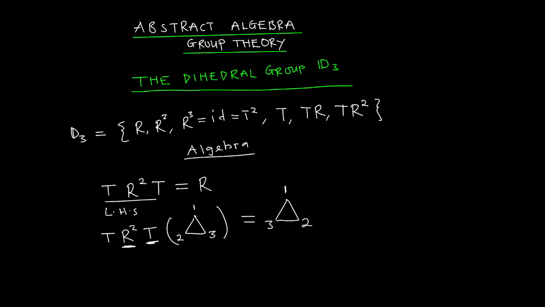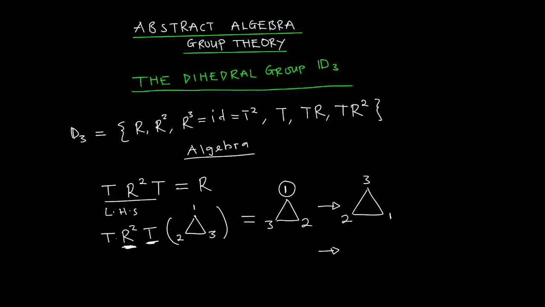Next, we'll do R squared. Remember, R squared is a 240 degrees rotation anti-clockwise, or R squared means rotate the triangle anti-clockwise twice. So to do R squared, that would give this triangle here. 1 would come here. 2 would come here. 3 will come up here. So we've done R squared.